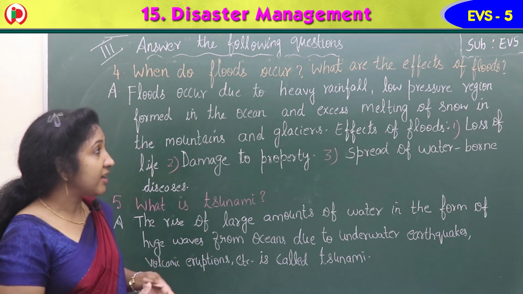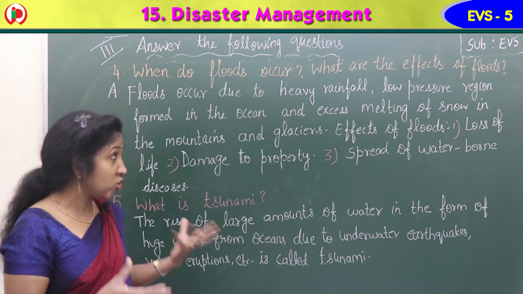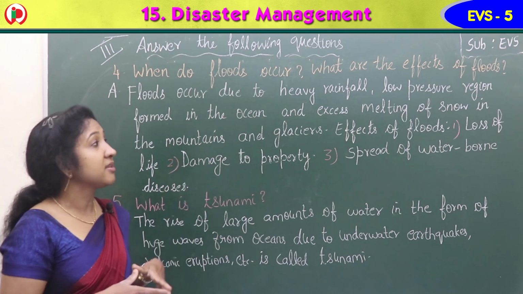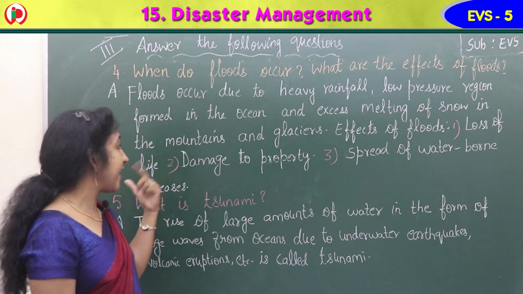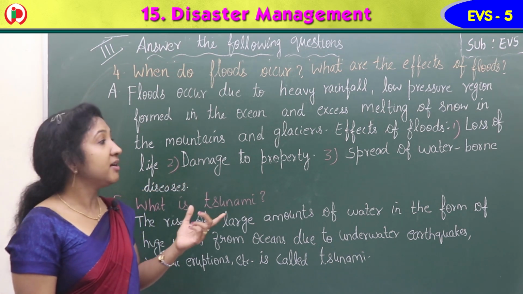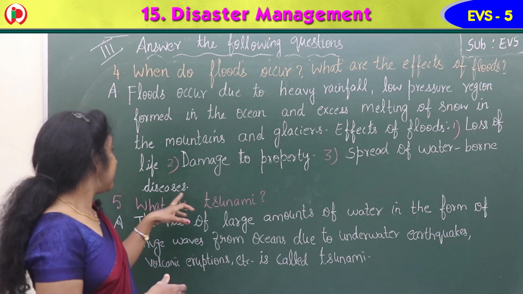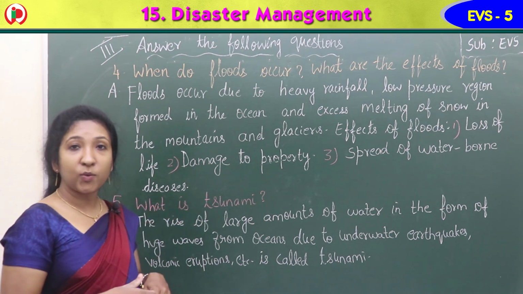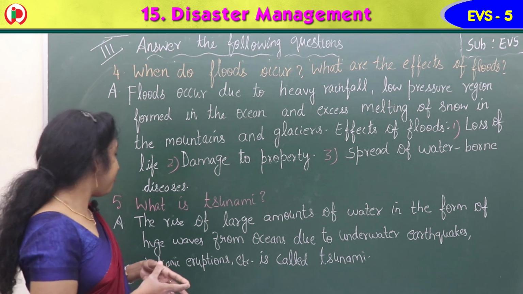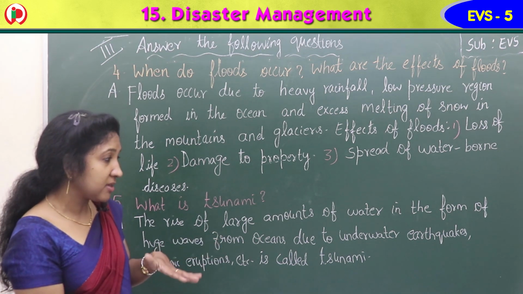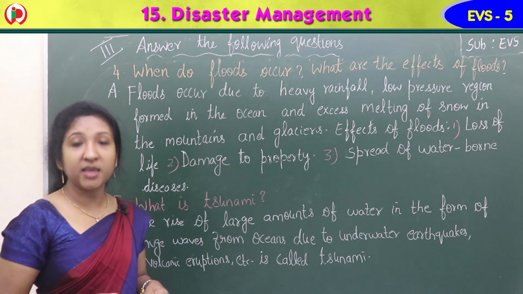So when do floods occur? What are the effects of floods? Floods occur due to heavy rainfall, low pressure region formed in the ocean and excess melting of snow in the mountains and glaciers. Effects of floods: first one, loss of life; second, damage to property; third is spread of waterborne diseases. Waterborne, B-O-R-N-E, waterborne diseases. Last question, which is the fifth question, is what is tsunami? The rise of large amounts of water in the form of huge waves from oceans due to underwater earthquakes, volcanic eruptions, etc. is called tsunami. Okay, children?